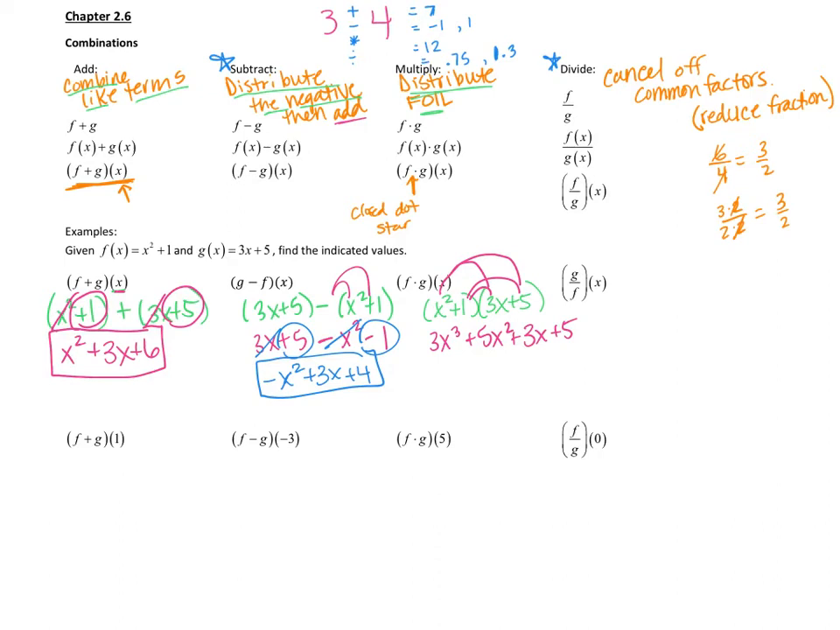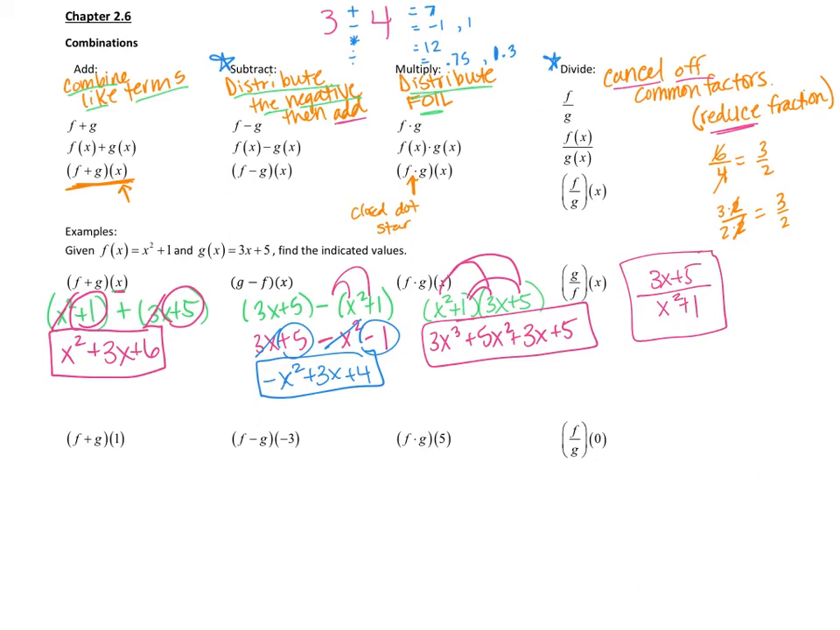Now remember, anytime I do any kind of distributing or foiling, I need to make sure I can combine any like terms that I have. However, I don't have any like terms here, so this answer is finished. Let's look at our last one. We're going to take g and we're going to divide by f. So I'm going to take g, 3x plus 5, and I'm going to divide by f, x squared plus 1. Now, there's nothing for me to reduce or cancel off here, so that would be my final answer.